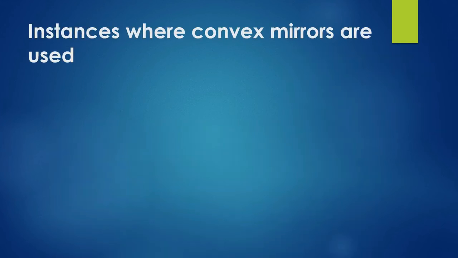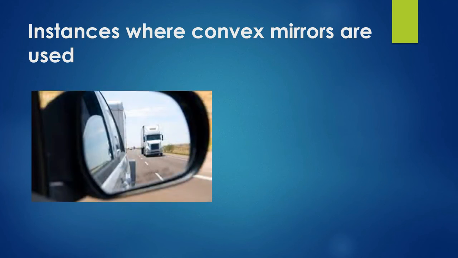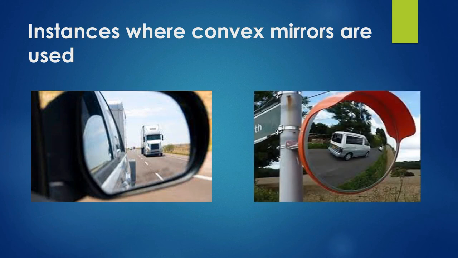So here you are given a few instances where convex mirrors are used in our day-to-day life. The convex mirrors are used as the side mirrors of vehicles and also they are used in the bends of the roads. At large bends in the road, at places where a vehicle enters a road, and as the side mirrors of vehicles, we use convex mirrors.